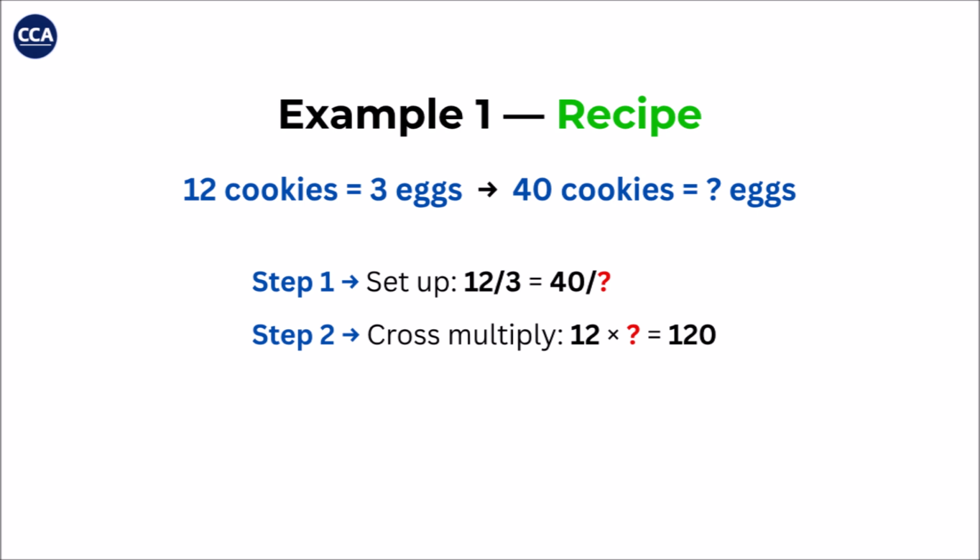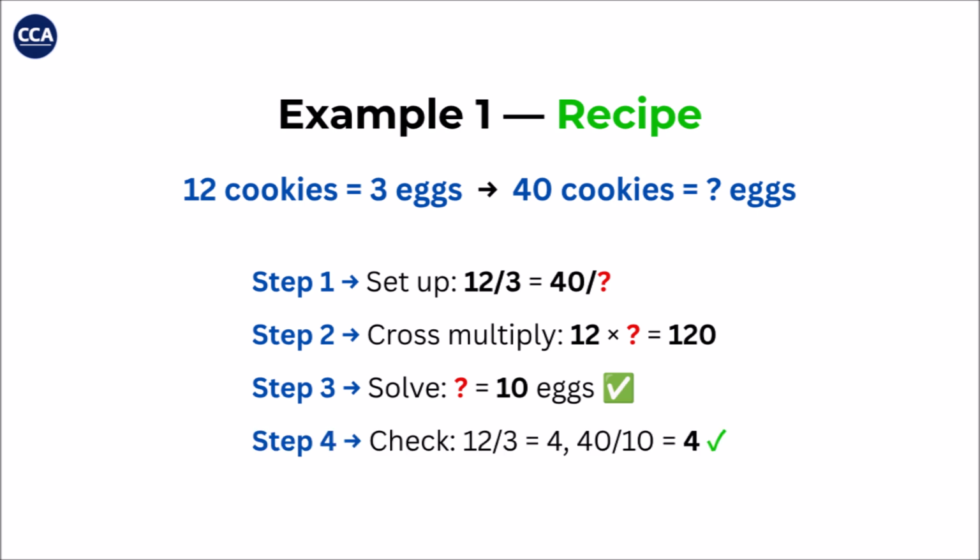Step 2. Cross multiply. 12 multiplied by question mark equals 3 multiplied by 40. 12 multiplied by question mark equals 120. Step 3. Solve. Question mark equals 120 divided by 12, which equals 10. So, you need 10 eggs to make 40 cookies. Step 4. Check. 12/3 equals 4. 40/10 equals 4. Both ratios equal 4. Correct. Always check your answer by simplifying both fractions.